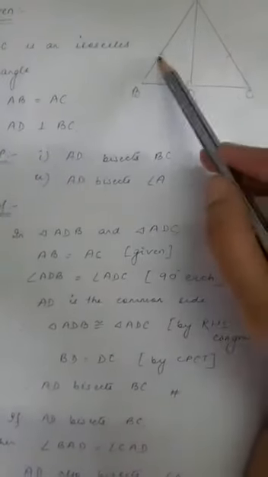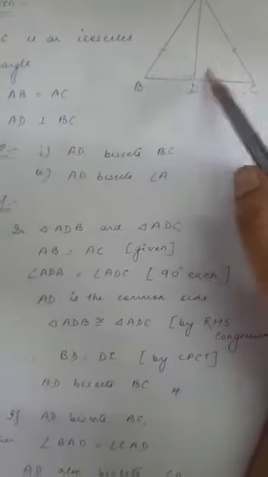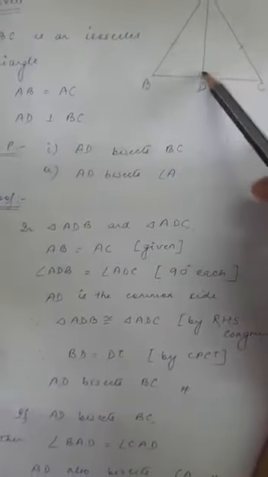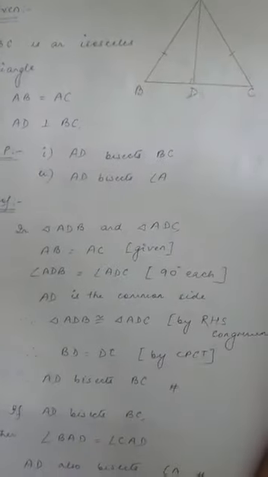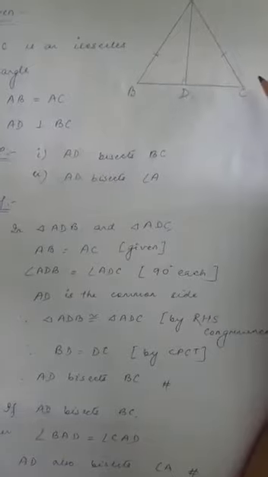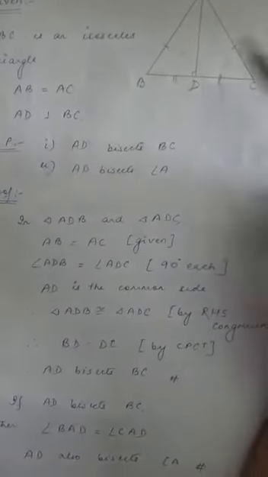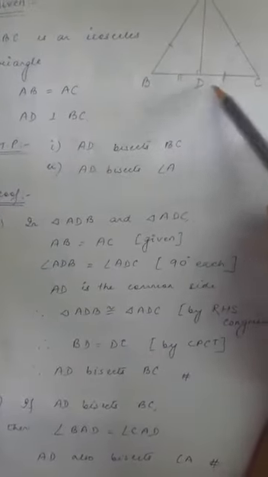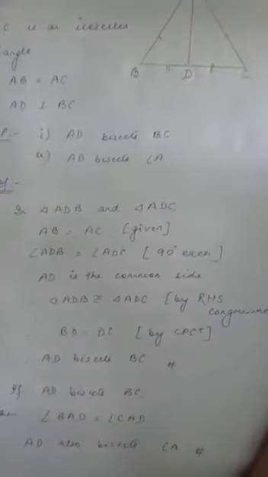In these two triangles, AB is equal to AC, it is given. Then angle ADB is equal to angle ADC, 90 degrees each. And in these two triangles, AD is the common side. So I can say that these two triangles are congruent to each other by RHS congruency. Now, if these two triangles are congruent, then BD will be equal to DC by CPCT. That means AD bisects BC. Bisects means divided into two equal halves. I got that BD is equal to DC, so I can say that AD bisects BC.